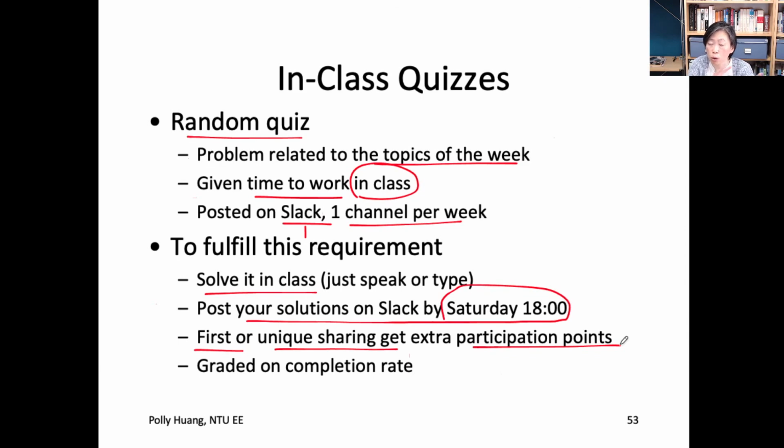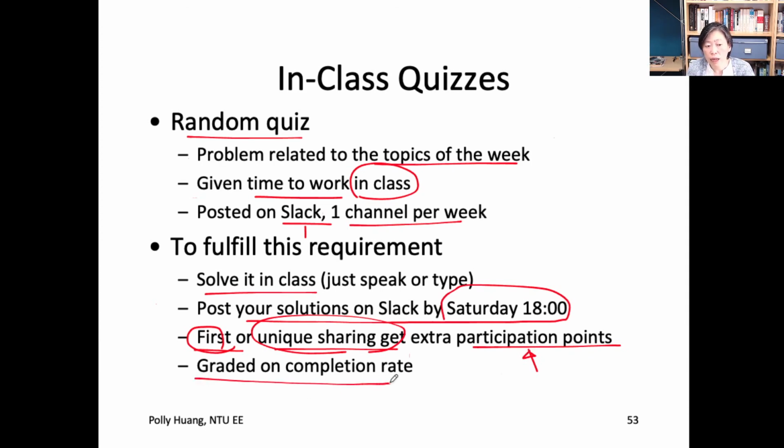So these are not quiz points. Once you're done submitting your solution, which is accepted, then you get the quiz points. But for those who come and wish to speak first, earlier, or share something that's unique, you also get extra participation points. And those who speak on behalf of the team also get participation points, you see. So this allows individuals in the team to make yourself more noticeable by Poly.